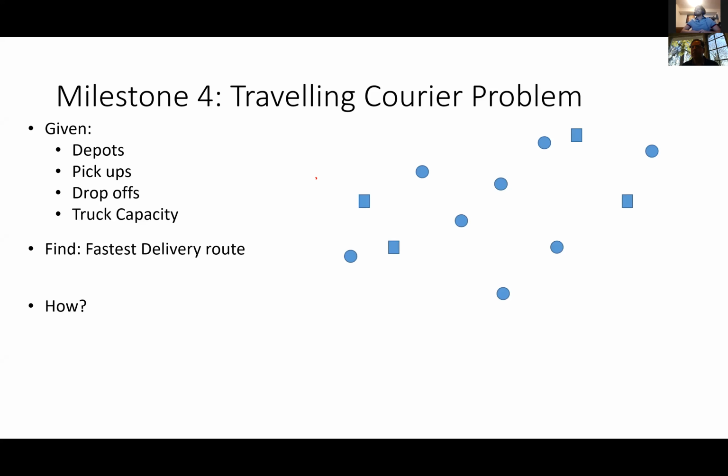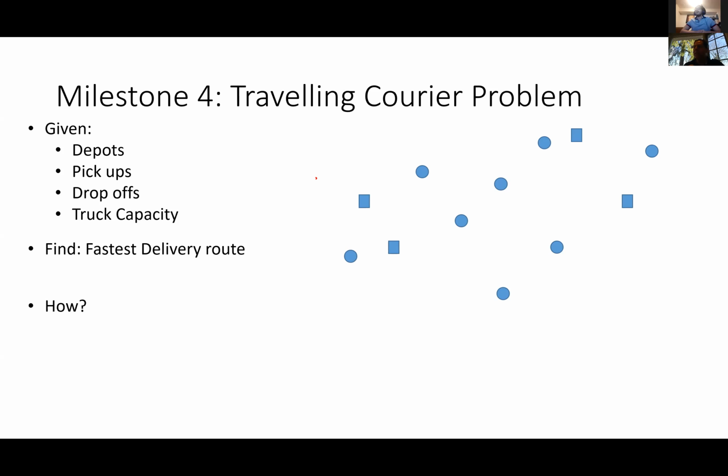Okay, so for milestone 4, you're going to be building on top of all the other milestones that you've done, and this one specifically is the traveling courier problem. This is a popular problem in computer science. So again, maybe a show of hands, who here has heard of the traveling salesman? Okay, well, that's also fine. We're gonna roughly go over it.